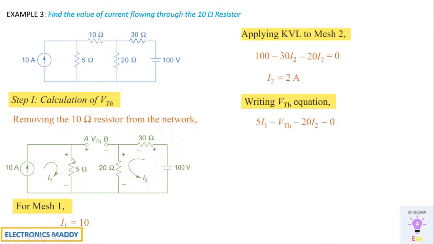Going from minus to plus, plus 5 I1, plus to minus, minus VTH, and plus to minus again, minus 20 I2, where I2 is the current flowing through the 20 ohms, and that is equal to 0. Be very careful when writing the VTH equation. KVL cannot be applied with respect to open circuits, so that step is to be remembered. We cannot apply KVL to this particular portion, so we write it as the VTH equation. Substituting the values of I1 and I2, we get VTH to be 10 volts.